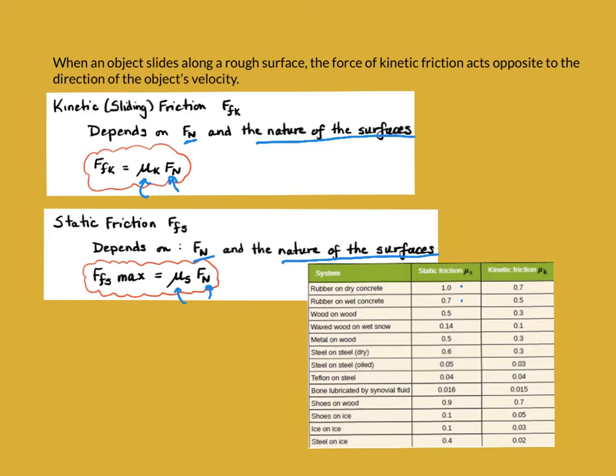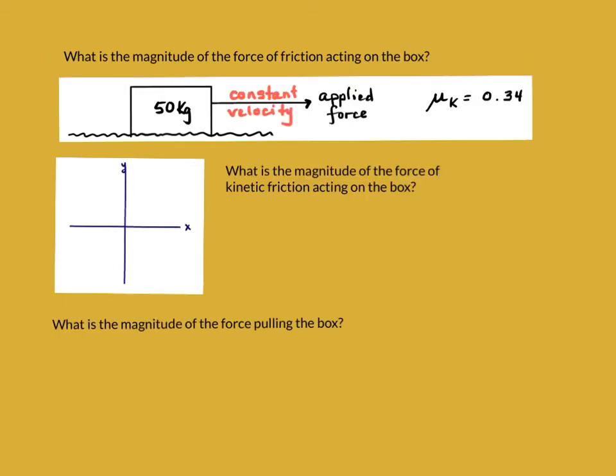If you look down here, shoes on ice or ice on ice, those coefficients are a lot smaller, so your forces of friction are going to be a lot smaller. So let's try an example here.